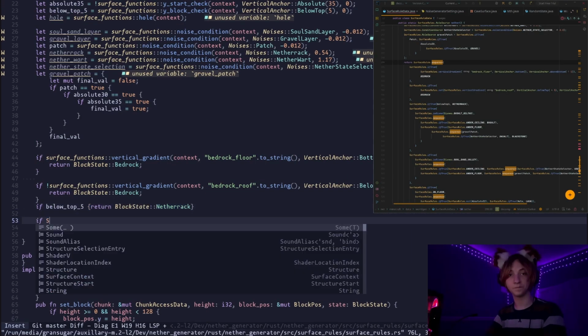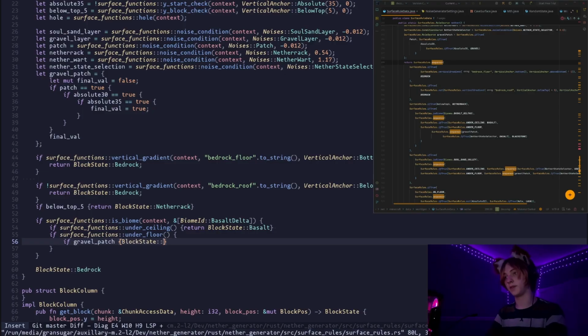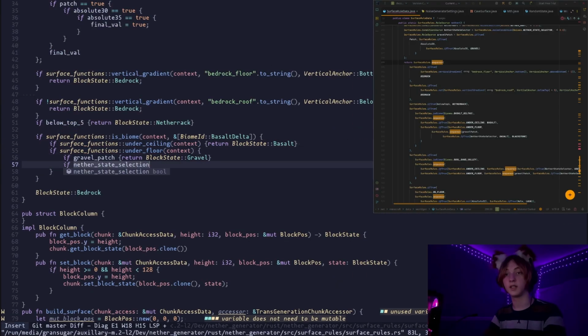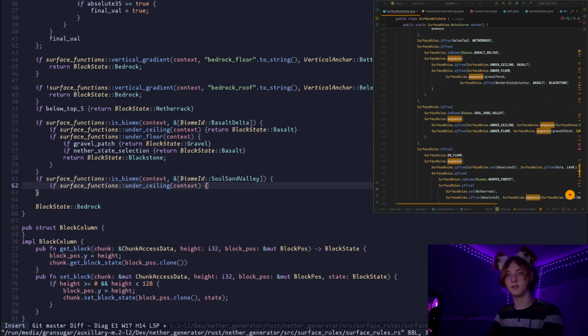It's also worth noting that after I made all these systems like Minecraft, I went through and did some optimization. For example, here, I cached all the results of a column in the surface rules, which dramatically decreases how much performance it takes.